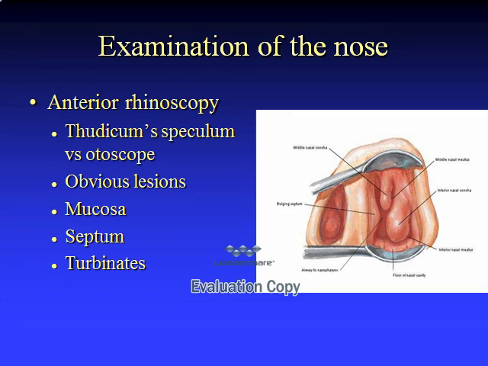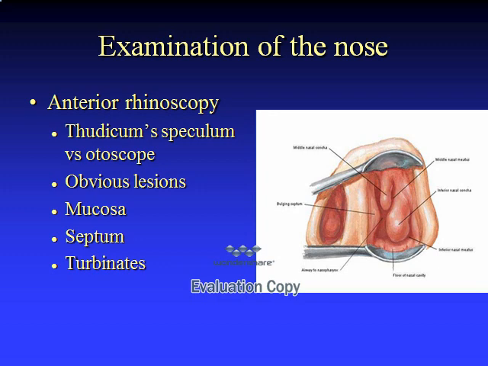We will comment on the mucosa of the nasal cavity, if there is edema, hyperemia, or violet mucosa in cases of allergy. We can assess the anterior part of the nasal septum for any deviation or bleeding points. We can see the anterior parts of the middle turbinate and the inferior turbinate.